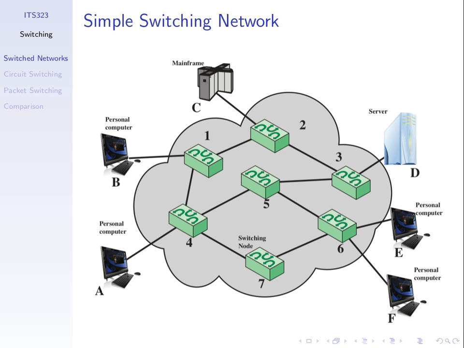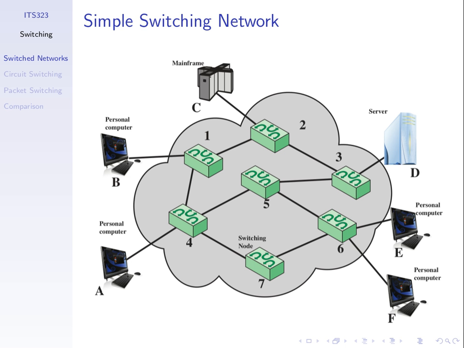Although the switching nodes may have links to multiple other nodes, normally they do not have links to all other nodes, which is the case here. It's not a fully connected network. A fully connected network between the switching nodes would mean 7 has a link to all other nodes. 4 has a link to all other nodes. 5 has a link to all other nodes. That would be a fully connected network. In a switching network in practice, normally we do not have that because we need too many links. As the network grows, the number of links grows exponentially. Normally you have links to several other nodes.